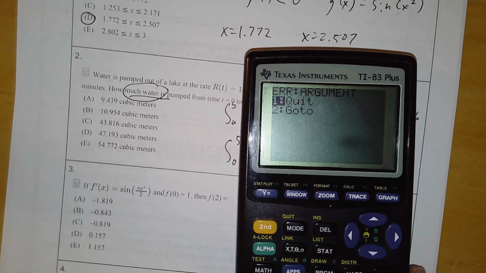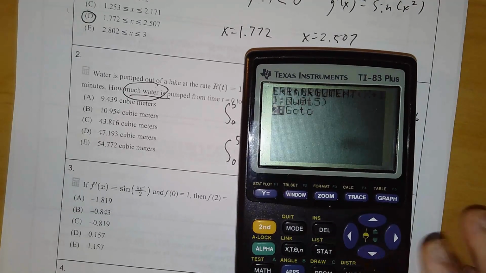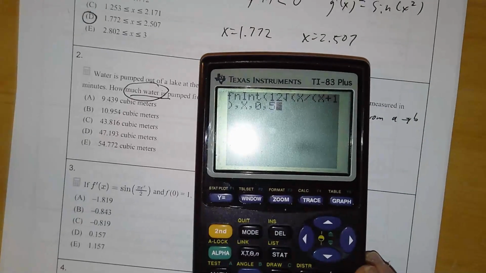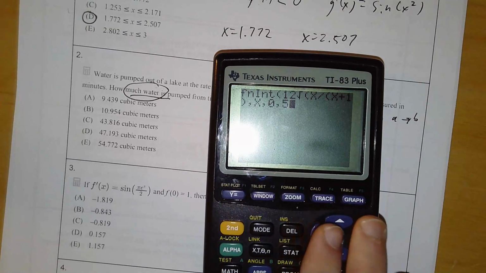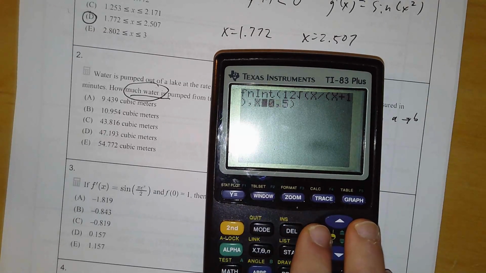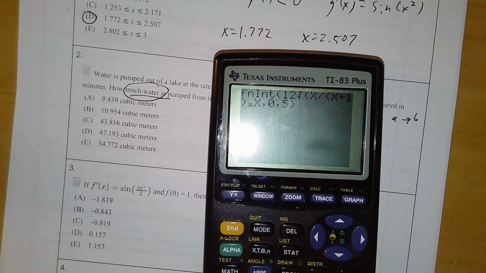Close it out. Okay, I made a mistake. This is a learning opportunity. So what did I mess up on here? 12 root x divided by x plus 1. Oh, I see the issue. I did not close out that parentheses. So this is a good learning opportunity because I made a mistake. Since I forgot a parentheses, that's the problem right now.